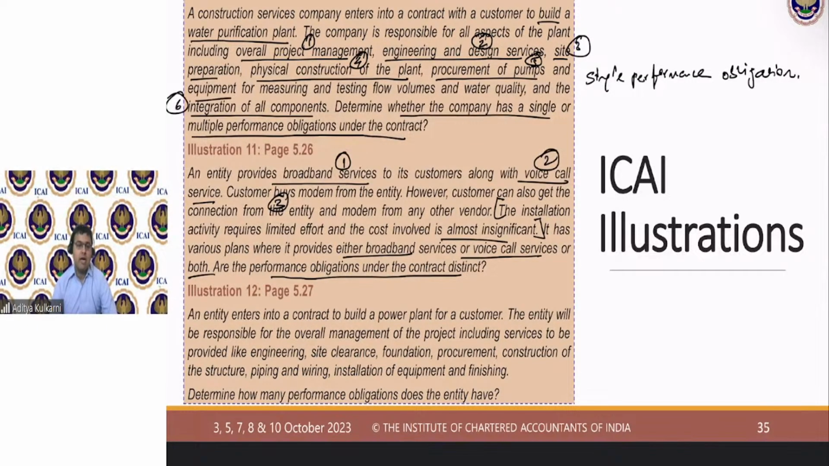And therefore, are the performance obligations under the contract distinct? Answer is yes, they are. They are distinct. How many performance obligations? Three. Broadband, voice call and modem. Okay, three distinct performance obligations. Performance obligations distinct in the context of the contract.